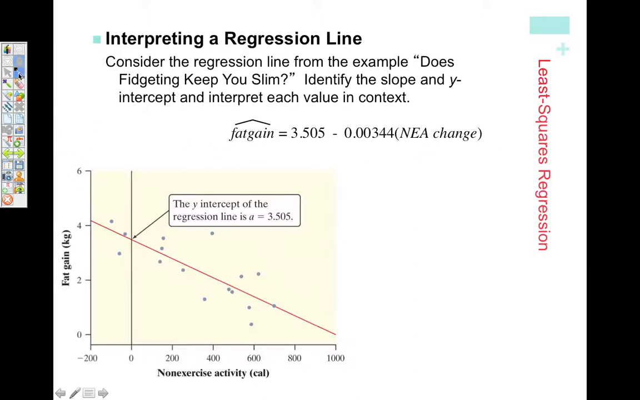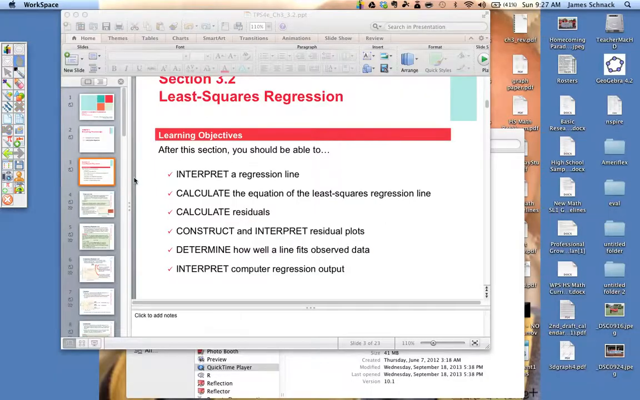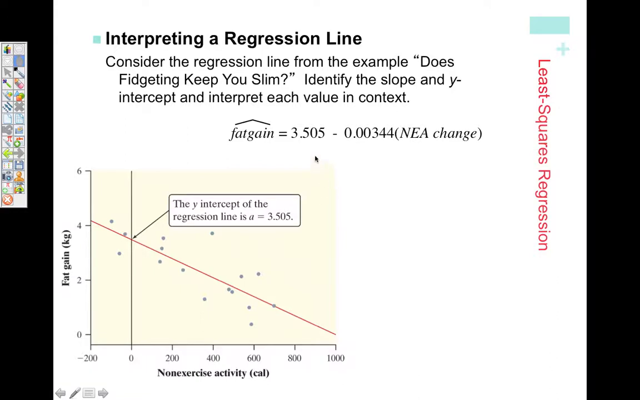We could and probably would see this written as y hat equals 3.505 minus 0.00344x. They're using words instead of variables, and that's okay. So here's our regression equation. What do the different pieces mean?